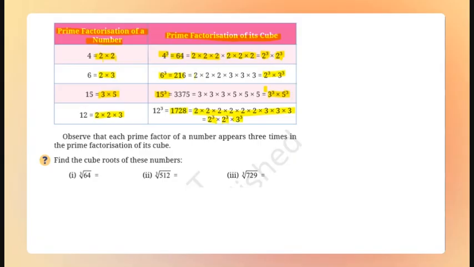तो जो भी ओरिजिनल नंबर्स होते हैं उनके फैक्टर्स जस्ट पावर ऑफ 3 हो जाते हैं जब आप उसके क्यूब के फैक्टर्स निकालते हैं.